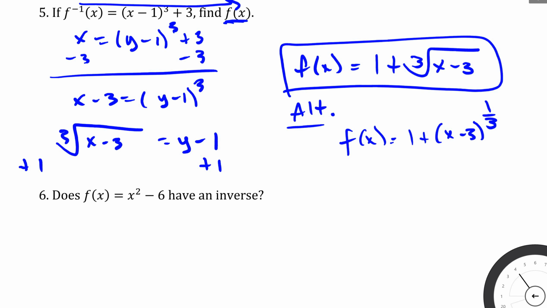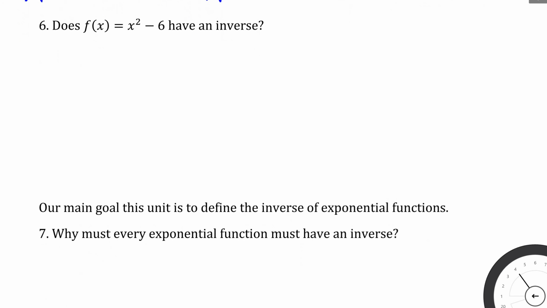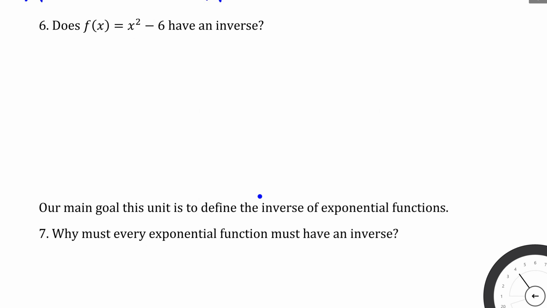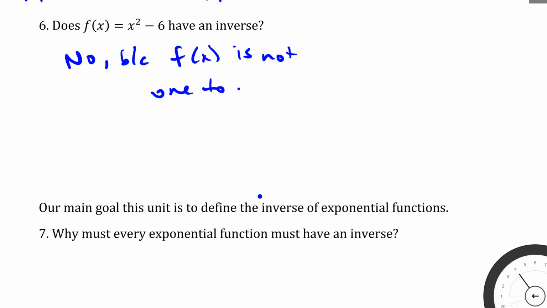Okay, so the questions that we didn't do in class today. Number 6. Does the function f of x equals x squared minus 6 have an inverse? So the first thing I want to do is I want to graph that, even though many of you probably know what that looks like. But here's your graph. So we see that this graph is a parabola. A parabola fails the horizontal line test. Because it fails the horizontal line test, we know it is not a one-to-one function. So the answer to this question is no. And the reason why is because f of x is not 1 to 1.